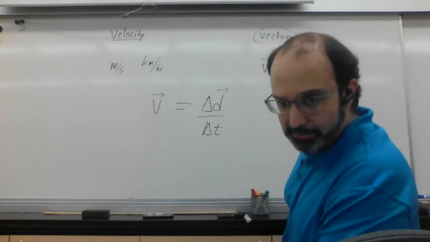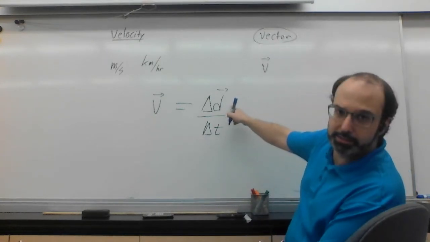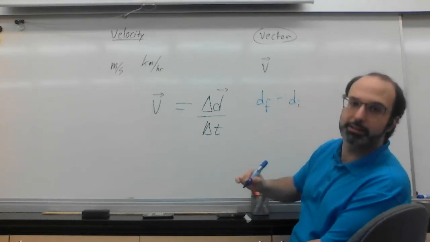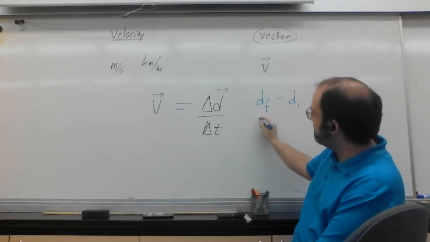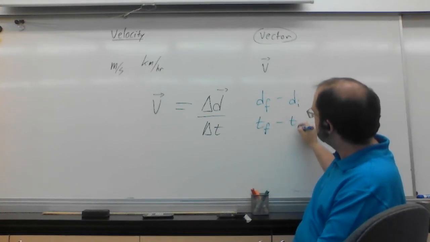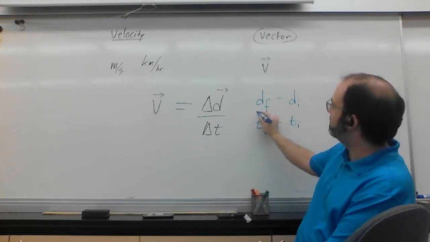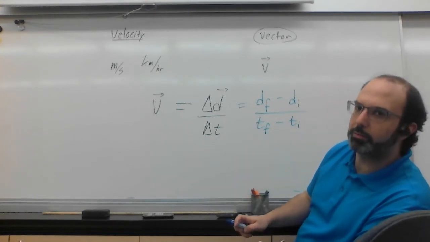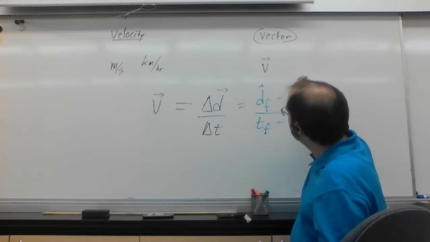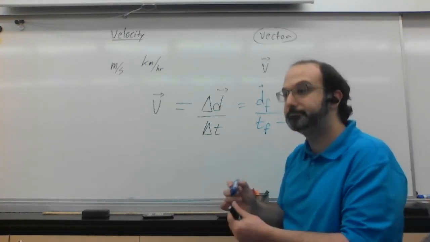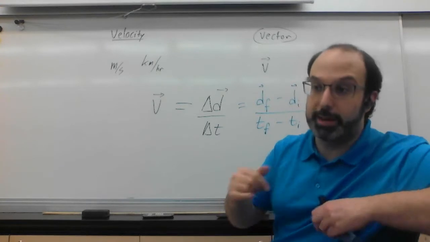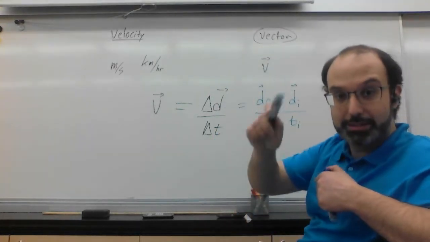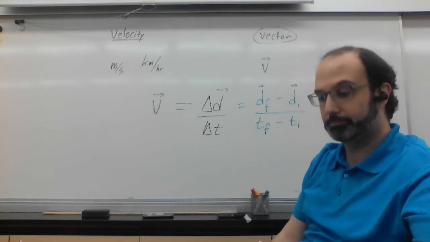So, what do we have here? Well, delta D is going to be equal to dF minus dI. And delta T is going to be tF minus tI. And they're both divided, just like that. So there it is. Oh wait, almost. I gotta put the arrows on. Now that's in your notes, it does tell you that. And this and this mean the same thing. There's no difference in them.